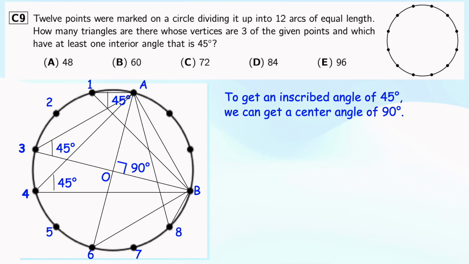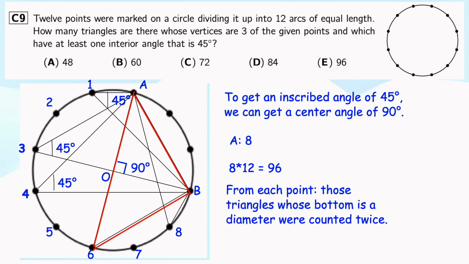So that means when we start from the point A, we can get 8 triangles which have at least one interior angle that's 45 degrees. How many points like A? We have 12 points like A in total. So we have 96. But let's look.